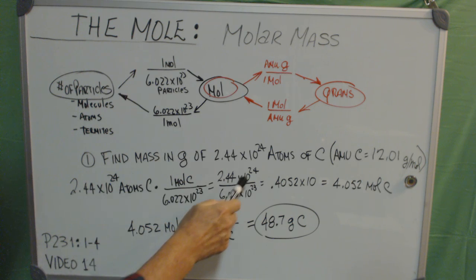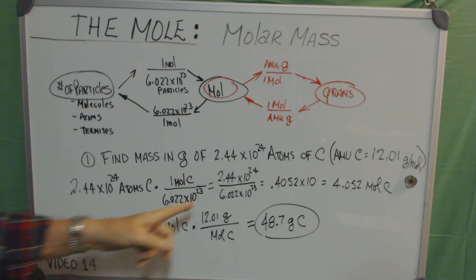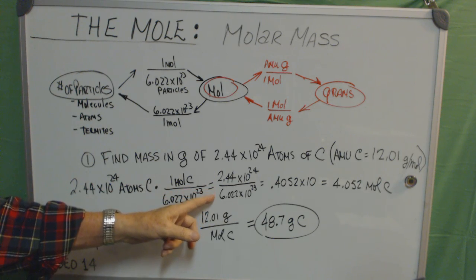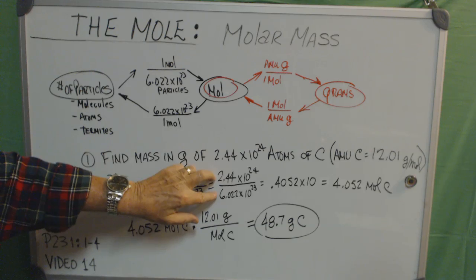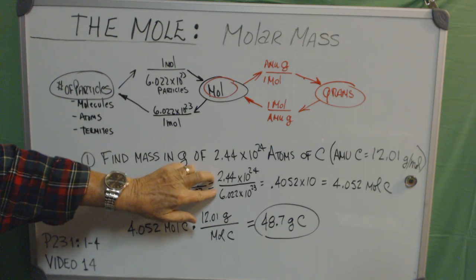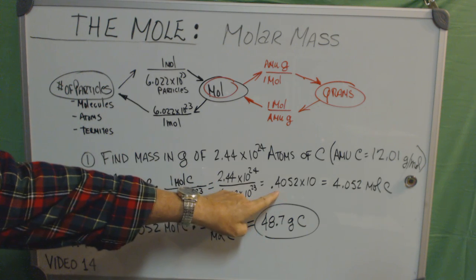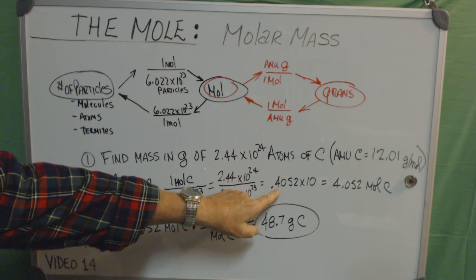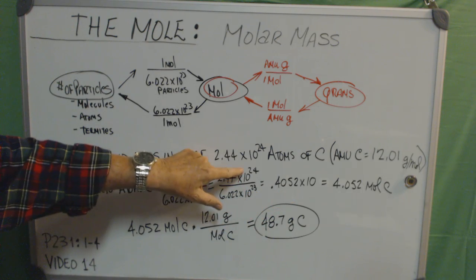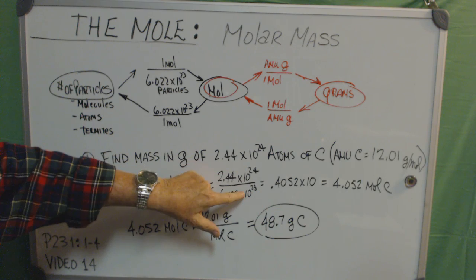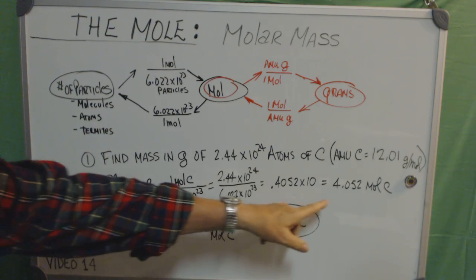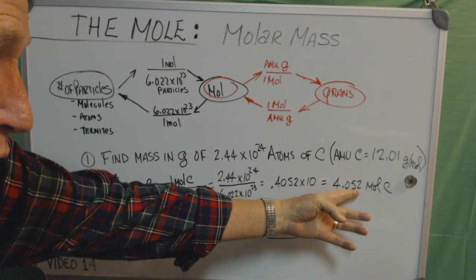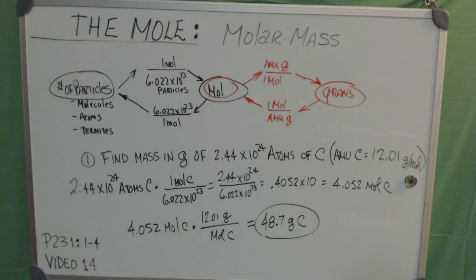And to rewrite this, to clearly see whether this is a multiplication or a division problem, you can see readily that this is a division problem. So I'm going to take 2.44 divided by 6.022. See, 26, that's about 1/3, plus or minus. And I do it on my calculator. I see that the answer is 0.4052. And when I divide 10 to the 24th by 10 to the 23rd, I just subtract this exponent from this, and I end up with 10. So my new number, 4.052 moles of carbon.